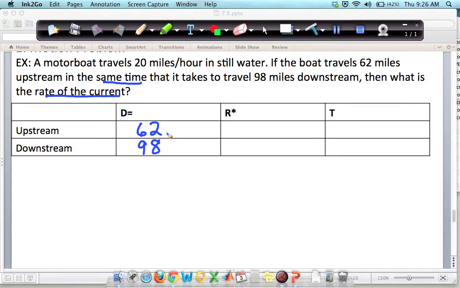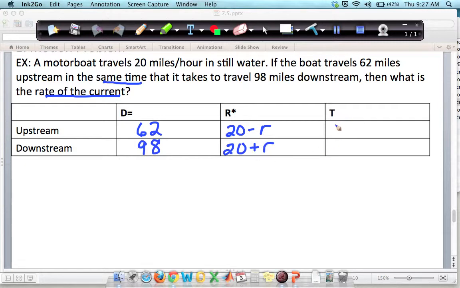I don't know the rate of the current, but I know upstream, you're going against the current, which means you're going to go slower. That's why they traveled less distance. It's going to be the rate in still water minus that current. So kind of like a plane. If you're traveling east, a lot of times it's faster because the wind's pushing you, and if you're going west, it's pushing against you, so the flight takes a little bit longer. Same idea here. Downstream, it's going with the current, so it's going to be 20 miles per hour plus the current. It's going to push it a little faster.